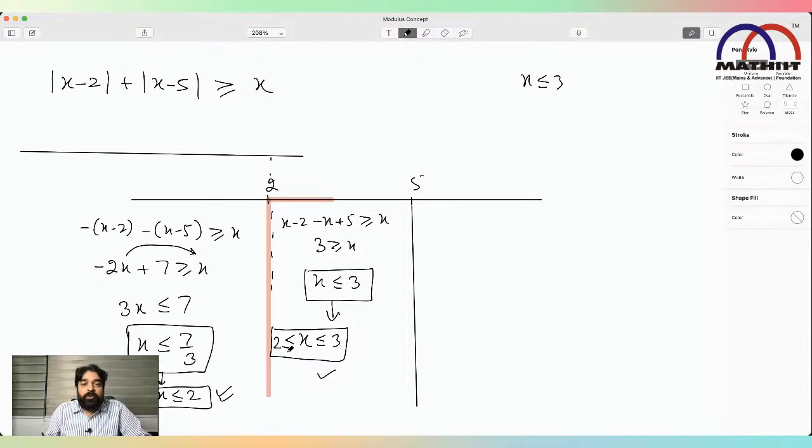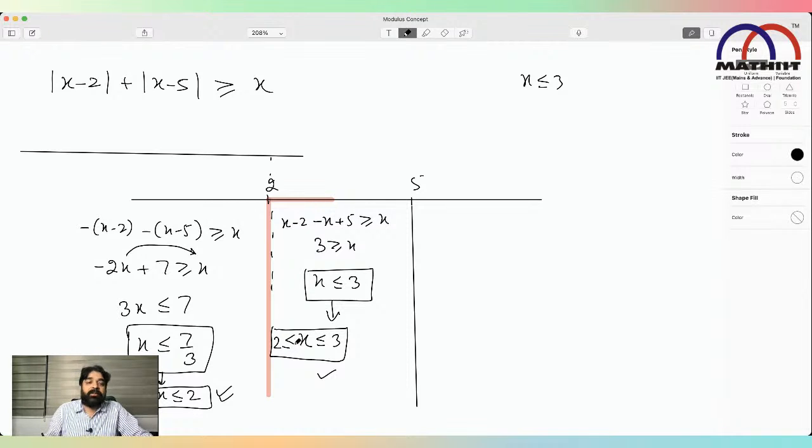Why greater than or equal to 2? Have you understood? Because of this boundary. I cannot cross the boundary. Don't worry, sir, whether to put equal to or not. Put it, no problem, no issue. The boundary you can always consider. So from here, this answer is coming up. I hope it's clear to everybody.